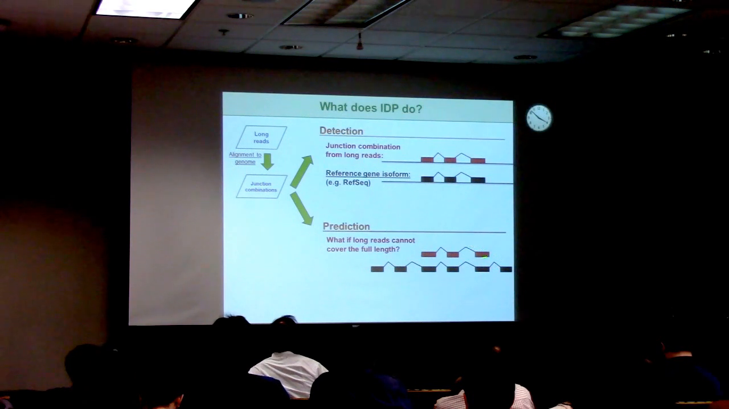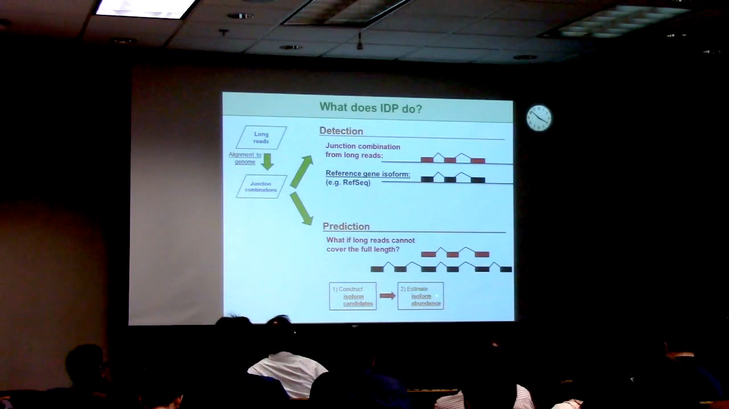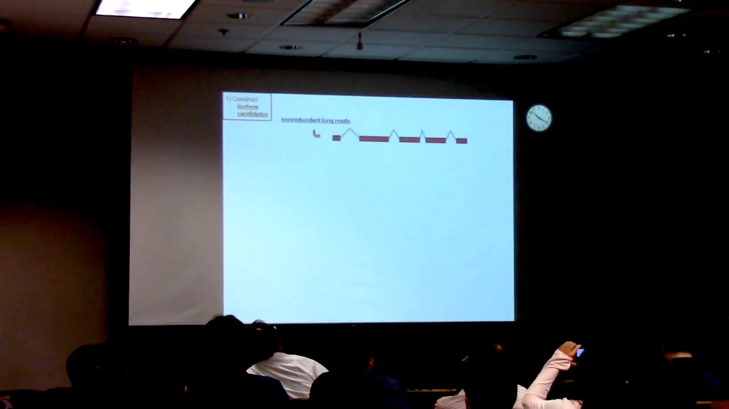But if you can only detect a fragment of these long genes, how can we do that? We have 3 steps. At first, we reconstruct all the possible combinations, the candidates. Next, we estimate the isoform candidate abundance, and then we select the isoform candidates by the relative abundance.